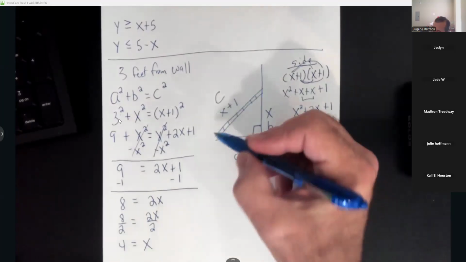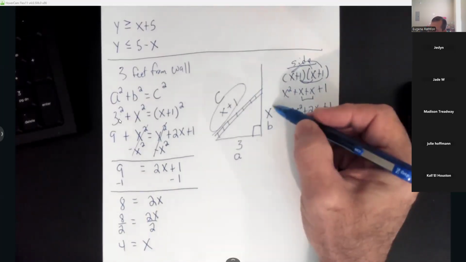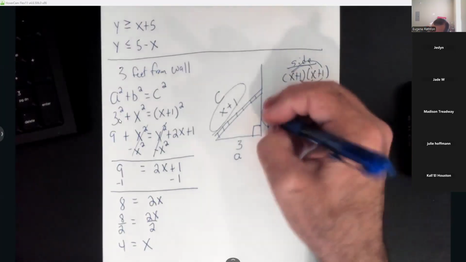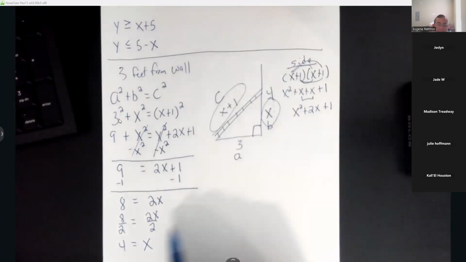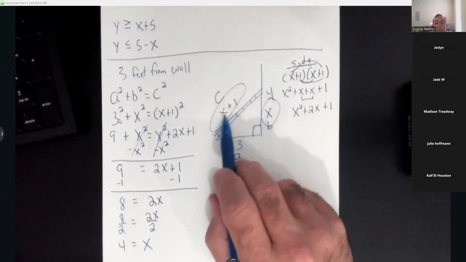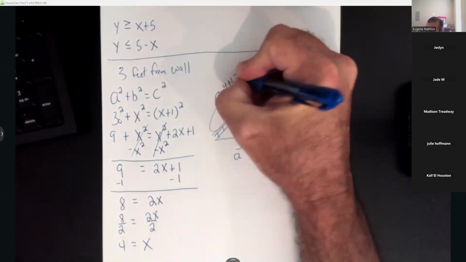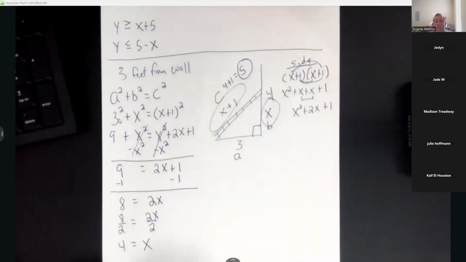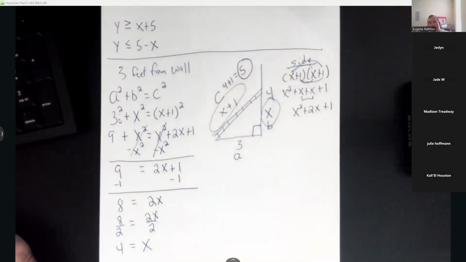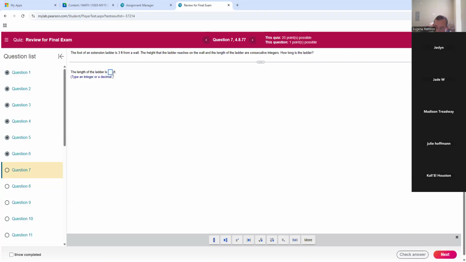But y'all, they want to know how long is this ladder. They don't care about this side. This side is 4 because that was what x was. But the ladder is x plus 1. So that's going to be 4 plus 1, which gives us 5. 5 is the answer we got to put in MyLab, okay? So I'm going to go back to the screen. And my ladder is 5 feet long.